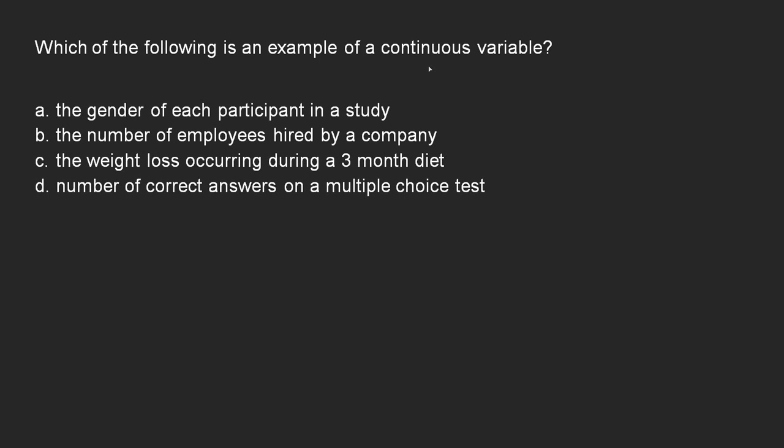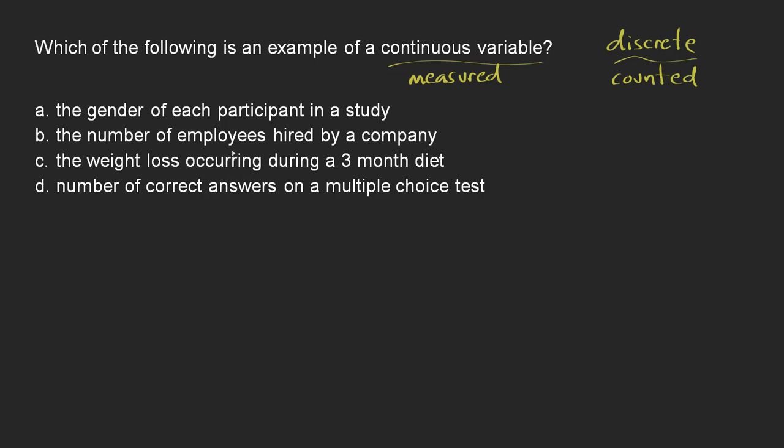Which of the following is an example of a continuous variable? Okay, so continuous variables versus discrete variables. Usually what I say is that a continuous variable can be identified as being something that is a measured quantity, and a discrete variable is going to be identified if you see that something is counted, then it's discrete. And some of these fall in easily into these categories.